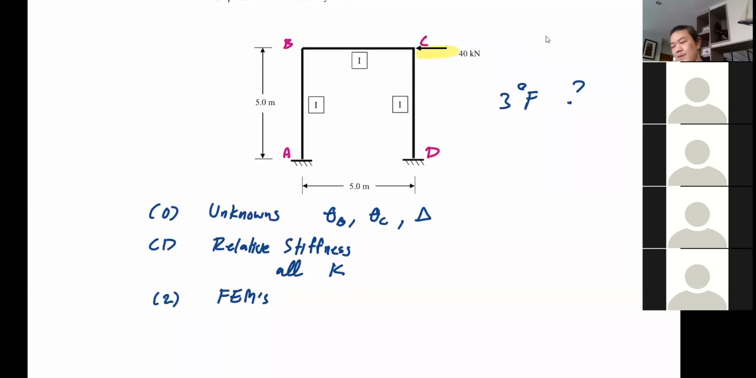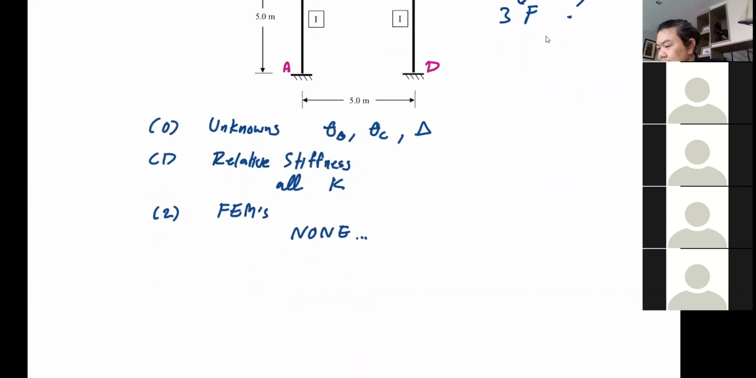Okay, so fixed moment, none, right? No fixed moment. Now, slope deflection equation. Okay. Any questions, maybe?